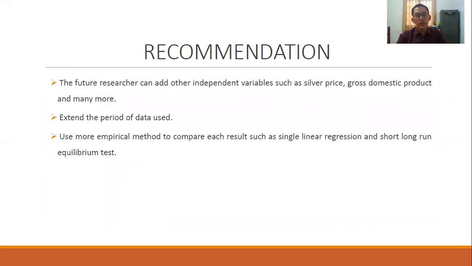Recommendation: the future researchers can add other independent variables such as silver price, GDP, and many more. Besides that, they can also extend the period of data used, maybe into 5 years and more. Next is to use more empirical methods to compare each result, such as single linear regression or a short and long run equilibrium test.